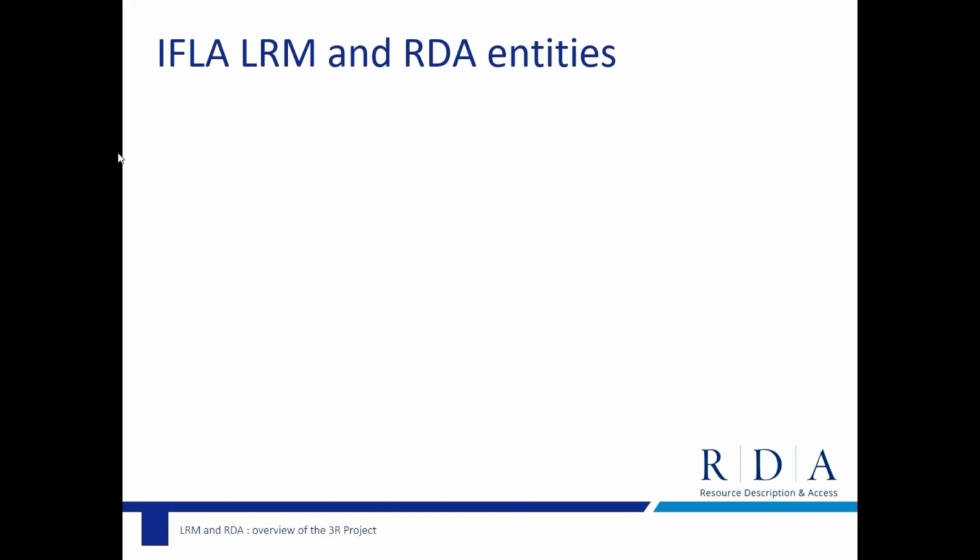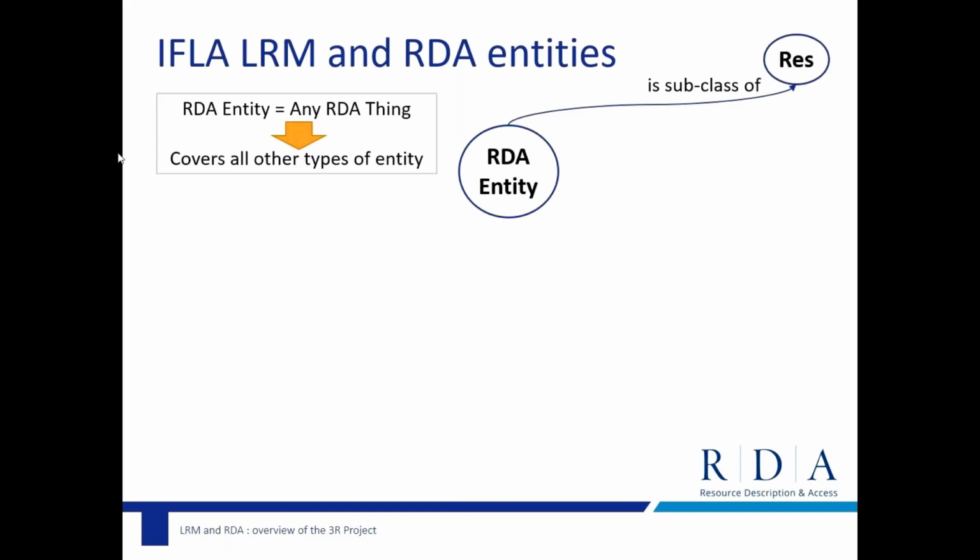So the first thing we did was declare our own super entity or superclass called RDA Entity. And it stands for anything of interest to RDA, and not just anything. It covers all the other types of entity, and technically is a subclass of LRM res, so it's entirely compatible with the LRM itself. My little orange down arrow there just indicates that wherever you see another entity, you can substitute RDA entity for it in your mind.